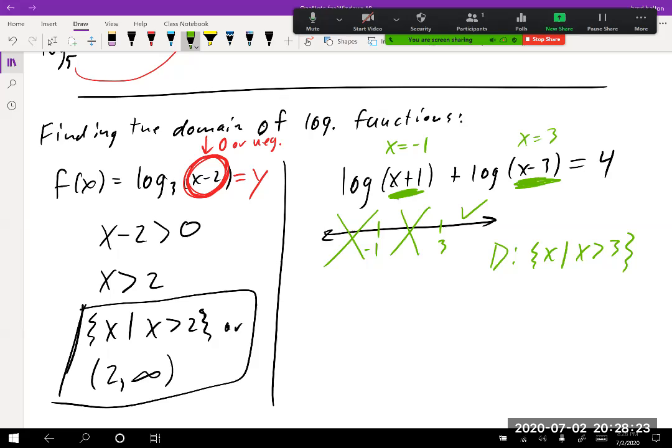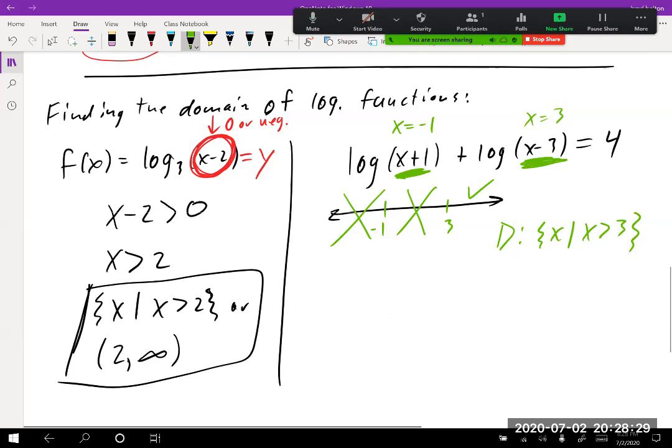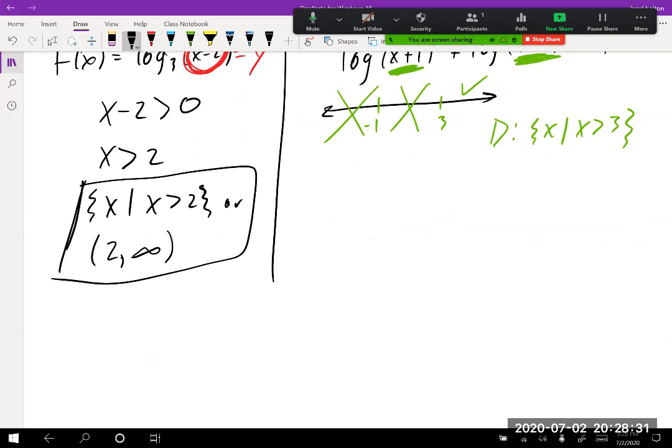Let's see here. This one's kind of a weird one. Let me take a look at this one. Let's figure this one out together. So suppose I have h of x is equal to log base 2 of the absolute value of x minus 1. Okay. Now this is a little bit weird, okay?